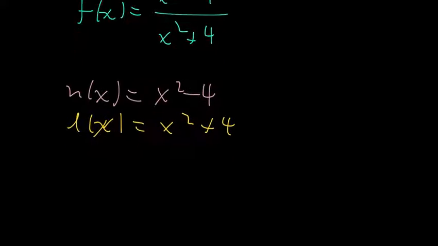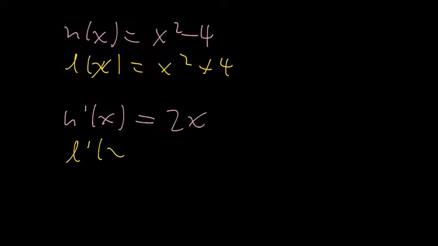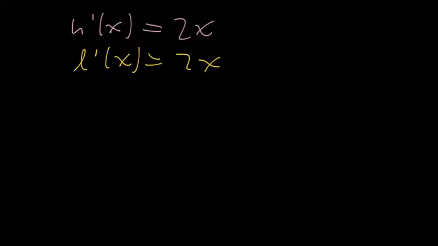Okay, so let's go ahead and take the derivative of those. So we know that h prime of x, using just the general power rule, is equal to 2x. Because the 4 is constant, it just goes away when you take the derivative. And then L prime of x is equal to 2x as well. So now let's go ahead and try and apply the quotient rule.